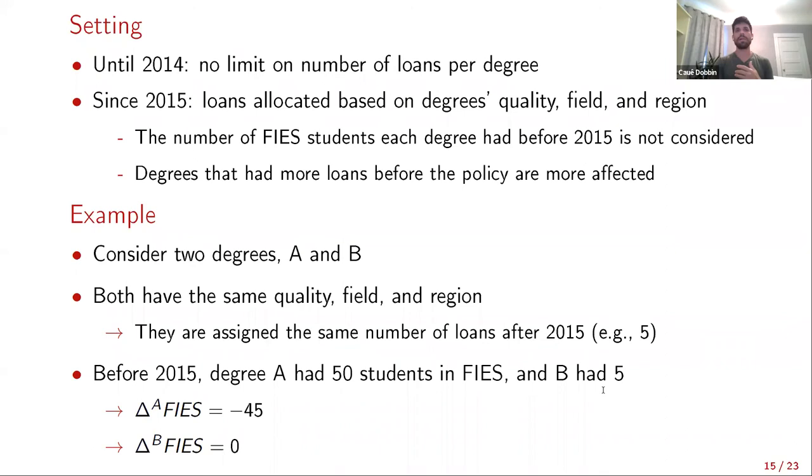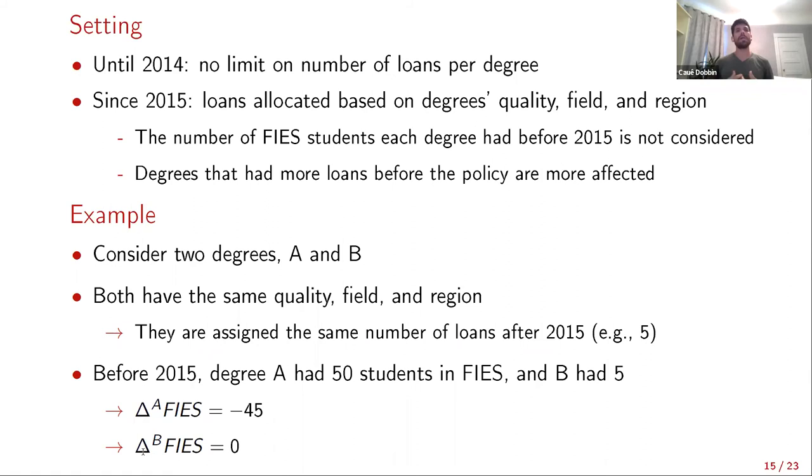And before the policy, degree A had many, many more students with loans. So therefore, degree A is going to be super affected by the law. Degree A saw a decrease of 45 students. Before they had 50 students with loans, and now they just have 5. And degree B is going to be completely unaffected by the policy, because before the policy, they had 5 students with loans. And after the policy, they still kept the same 5. So for degree B, the policy didn't make any difference.